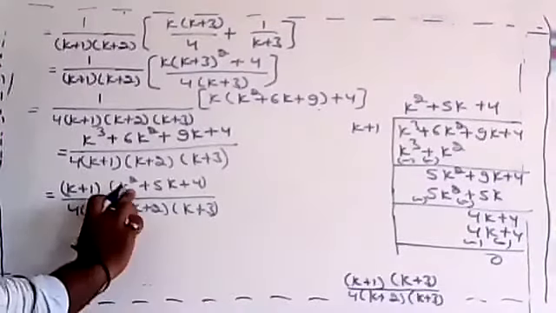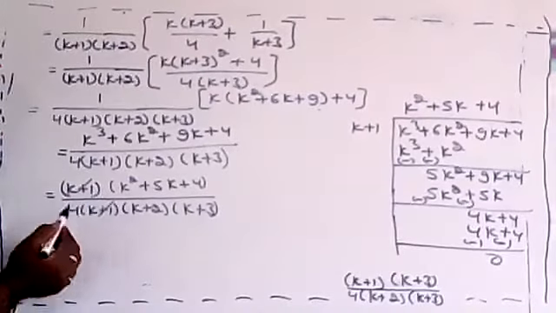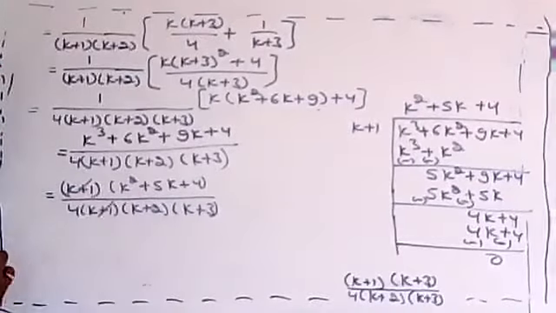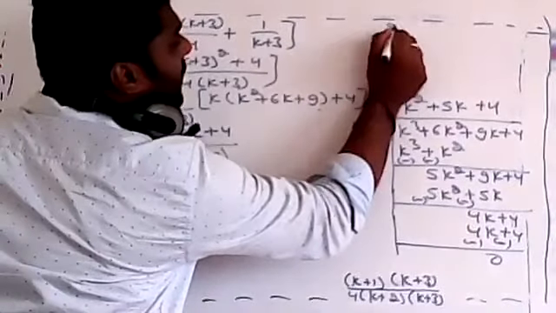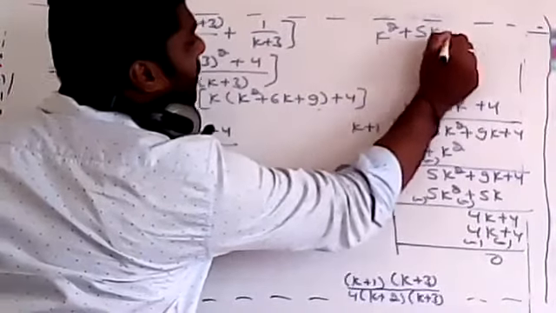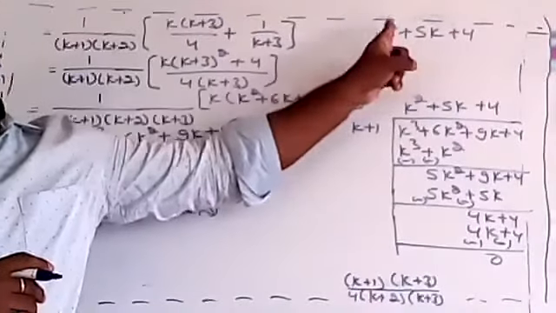Okay. By using the factorization, this one we have to write now. Here k plus 1 and k plus 1 get cancelled. Remember, what is k square plus 5k plus 4? How do we have to write that one? We have to multiply the last and the first term, no?